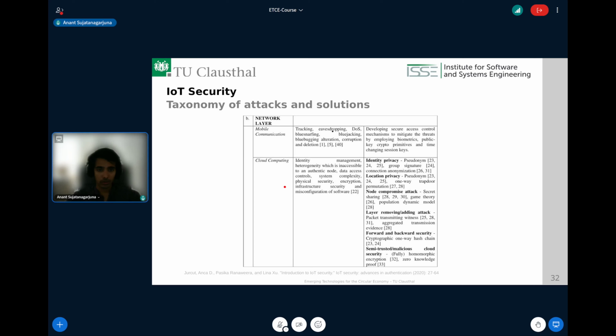So going on to the other part of the network layer, which is cloud computing. This is very similar to the other security approaches that we talked about before. So identity management, making sure that only particular people have access to data, and also that authentic nodes which are communicating with your cloud platform are handling the data which are protected. So having particular data access controls.